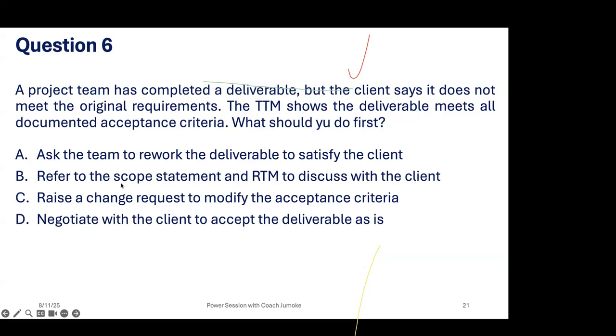Out of all these four options, A, ask the team to rework the deliverable to satisfy the client. How? When the client said this is not the original requirement, you checked your documents and it is there. The rework, what will you be reworking? You don't even know what to rework. For you to rework, you will need to get input from the stakeholder. So this cannot be the option.